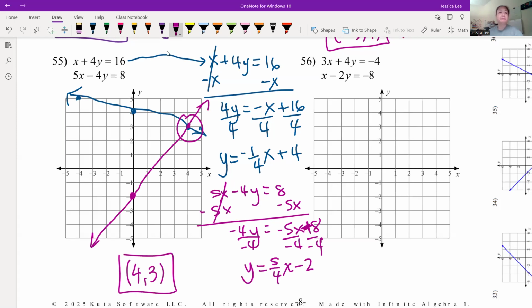All right. Last one of these kinds of problems. We have, let's do this guy right here. And so we got 3x plus 4y is equal to negative 4. Again, subtract 3x on both sides.